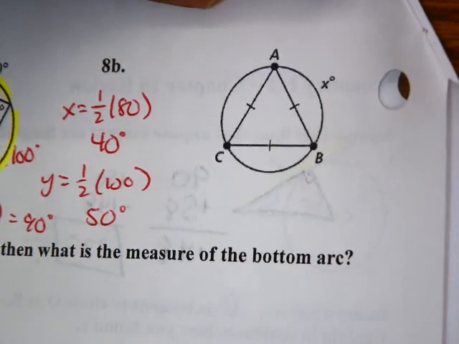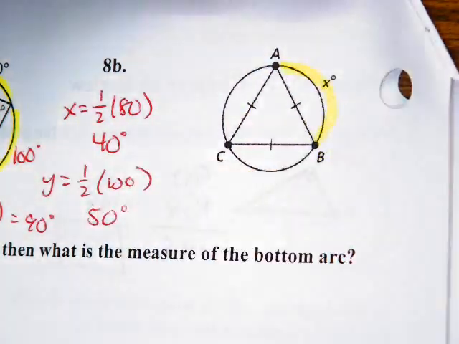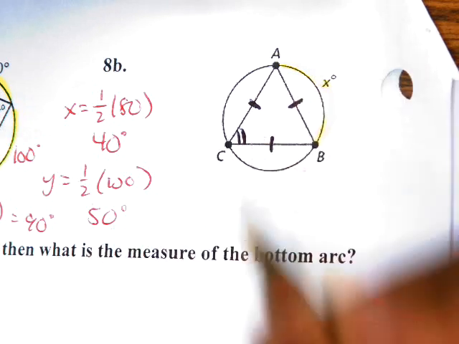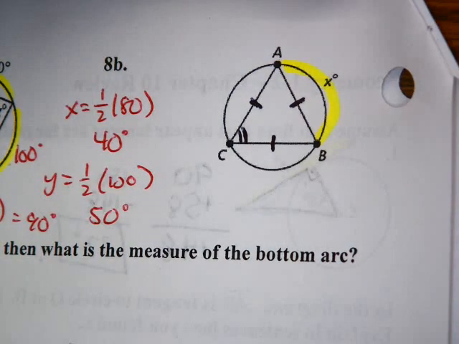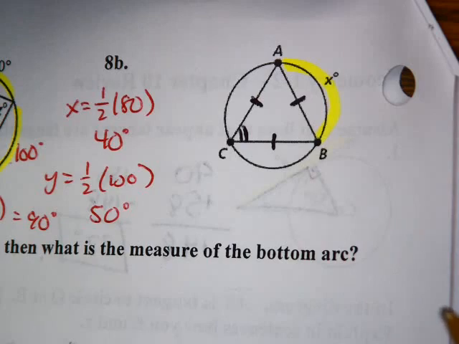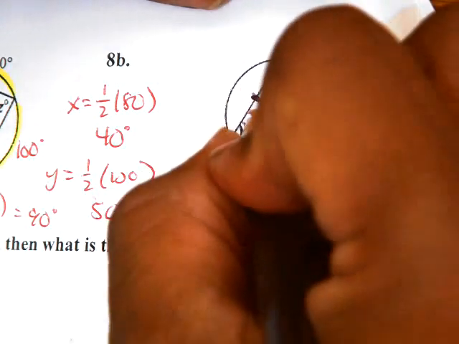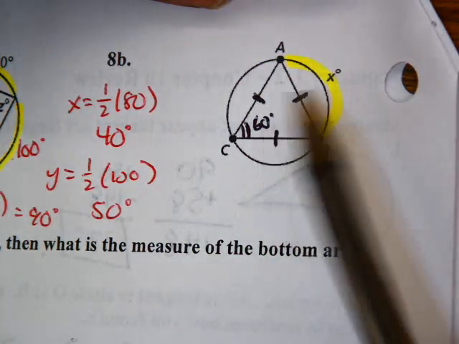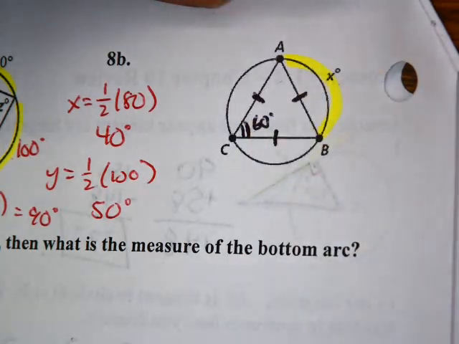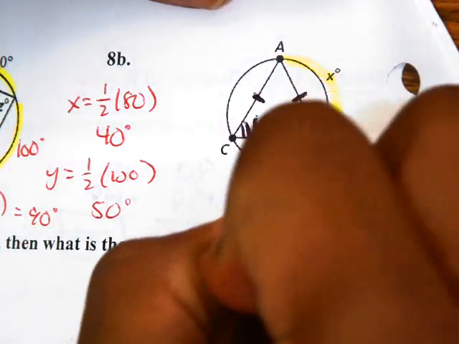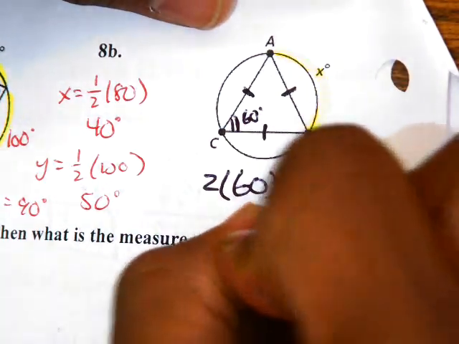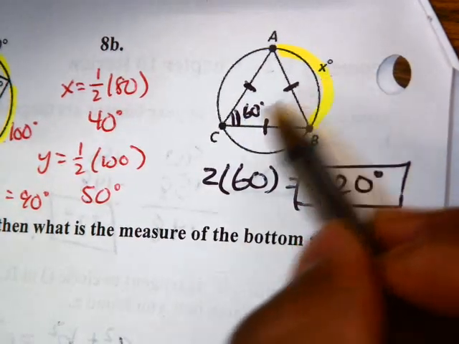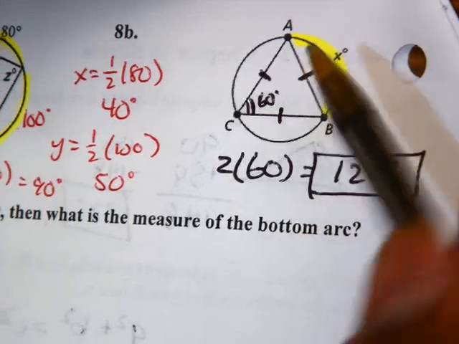For part B, I need to find this arc. So to find that arc, I need to know what this angle is here. They tell me that these sides are equal, making it an equilateral triangle. In equilateral triangles, all the angles are equal as well. And the only way for all these angles to be equal is for this angle to be 60 degrees, that one to be 60 degrees, and that one to be 60 degrees. To go from the angle to the arc, it's going to be bigger. So instead of taking half of the 60 degrees, I'm going to double it to get 120. Since the arc is bigger, it doesn't make any sense for the arc to be 30 degrees, half of 60. So we're going to double it.